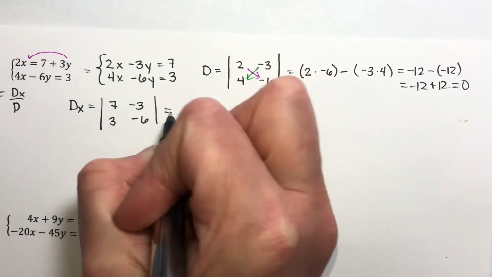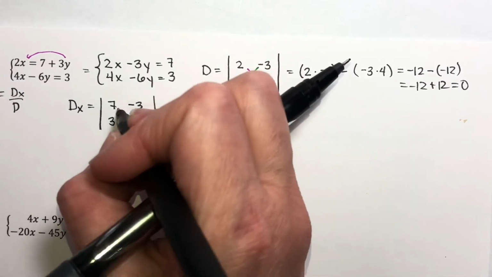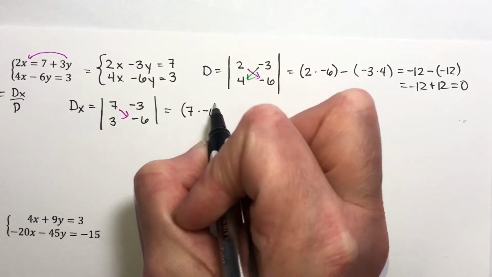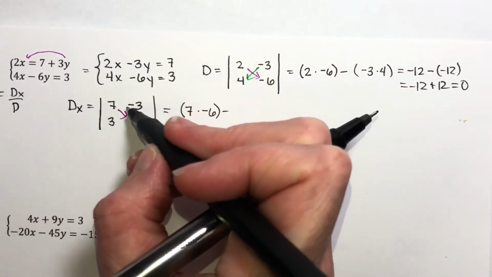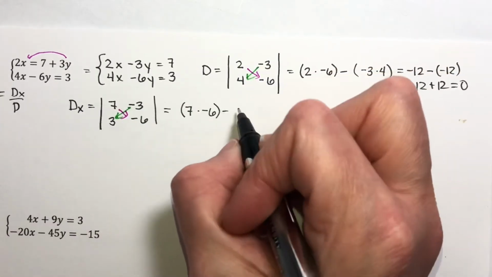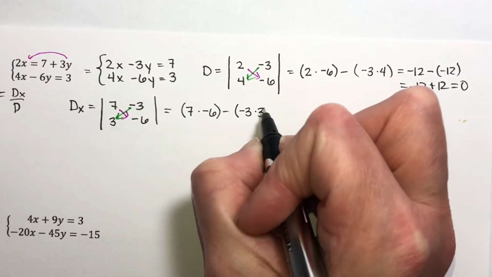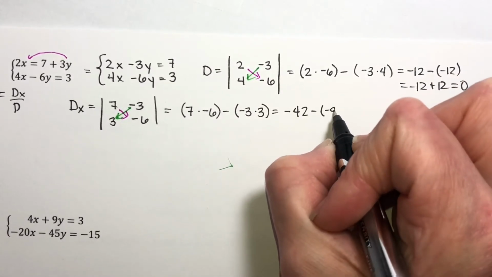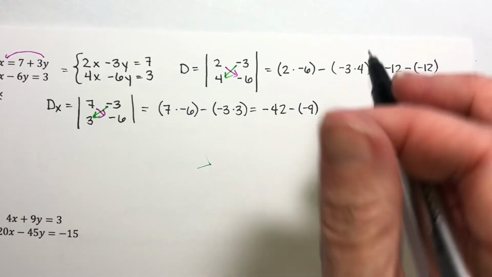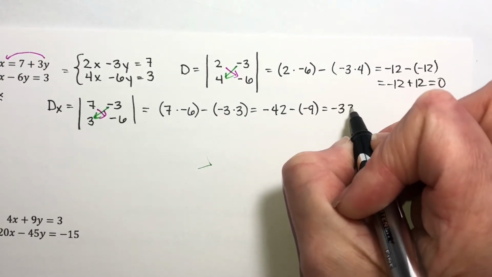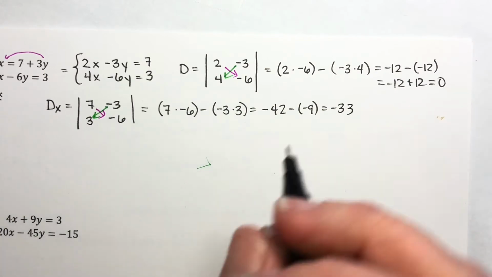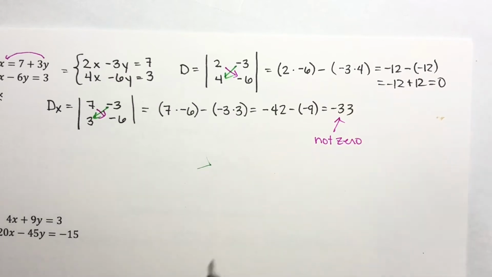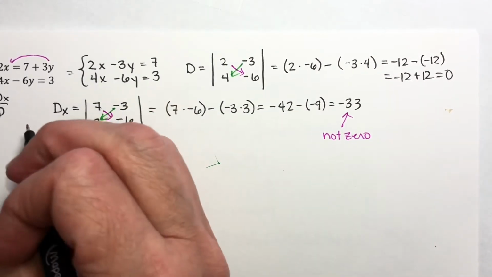So let's do this calculation. Okay, 7 times -6 minus -3 times 3. That gives me -42 minus a -9, which gives me -33. Okay, which is not 0. Okay, so this is an inconsistent system.